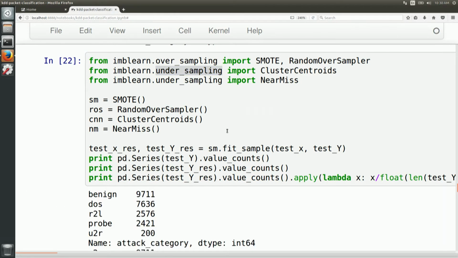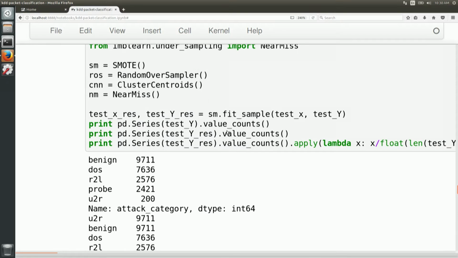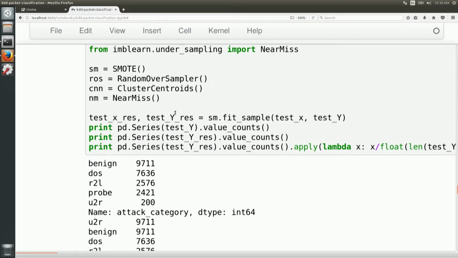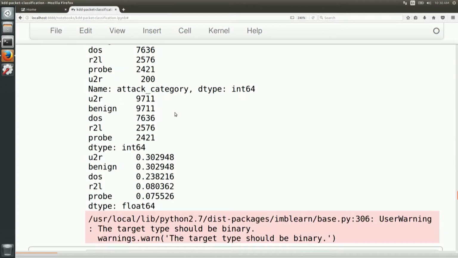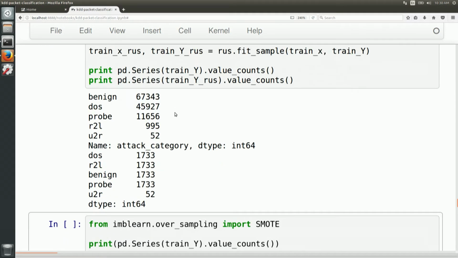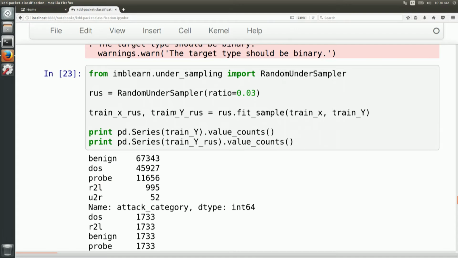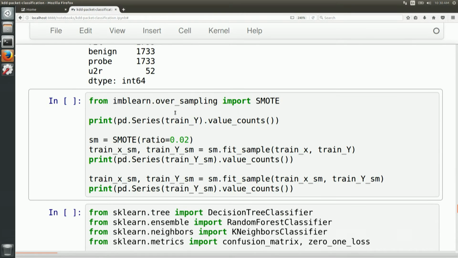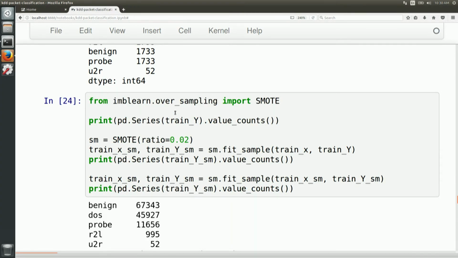So in this case, we're just showing how to use imblearn to do undersampling and oversampling. We choose to use a combination of undersampling and oversampling, where we first undersample the large class and then oversample the small class with SMOTE. And let's see if we can get better results.